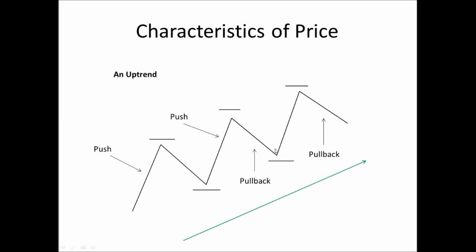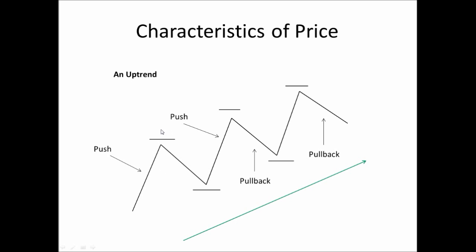Push, pullback, push, pullback. Every time price pushes and creates a pullback, we refer to this change of price direction as a high. When a pullback comes to an end and price goes for another push, we refer to this change in price direction as a low. So we have a high, and a high, a low, and a low. The main characteristic of an uptrend is a series of higher highs and higher lows.